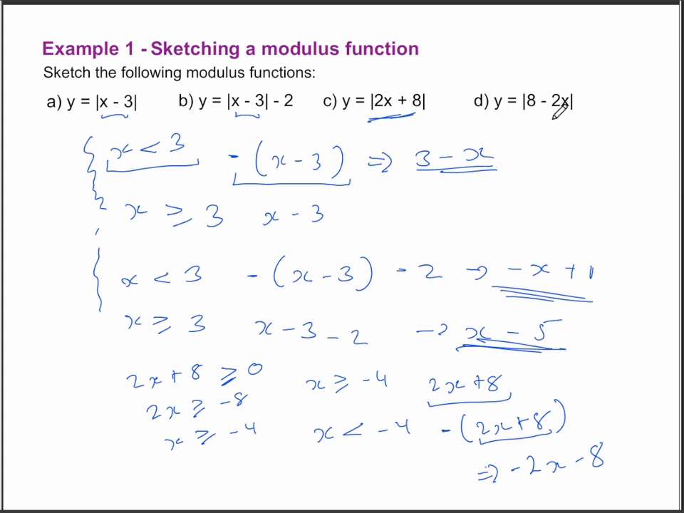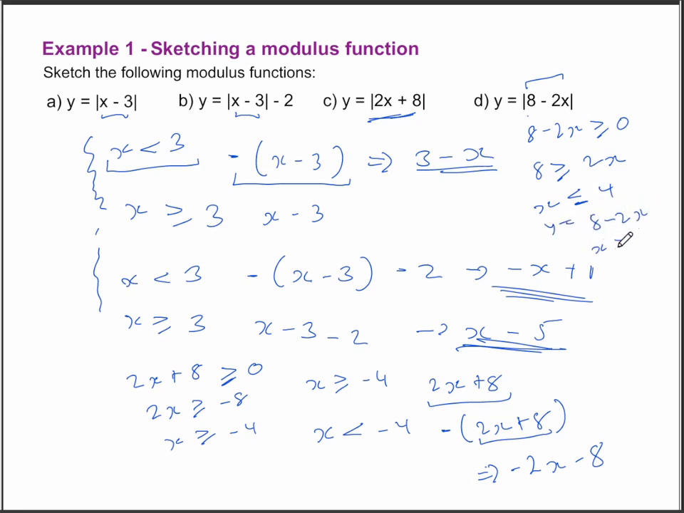And you can do the same thing here for 8 minus 2x. You need to find the x that would give us greater than 0. So 8 minus 2x greater or equal to 0. Solving that will give us 8 greater or equal to 2x, so x is lesser or equal to 4. So when x is lesser or equal to 4, we get this thing inside to be positive, which means the function will remain as it is, 8 minus 2x. Obviously, y equals 8 minus 2x.